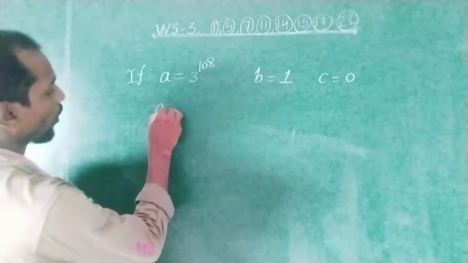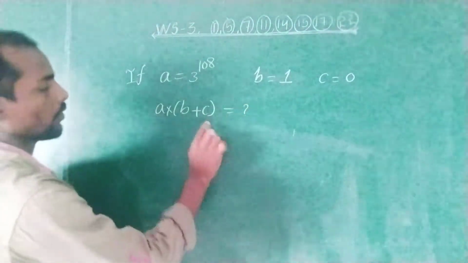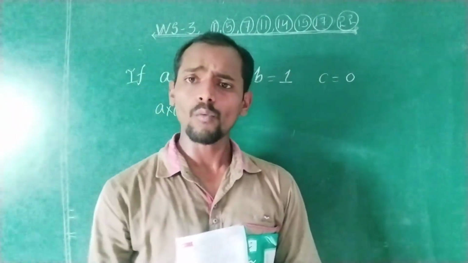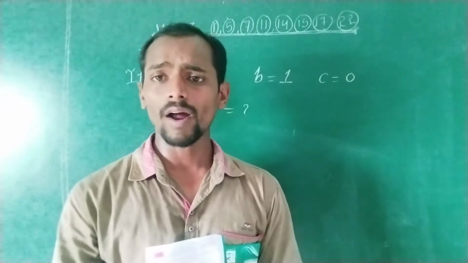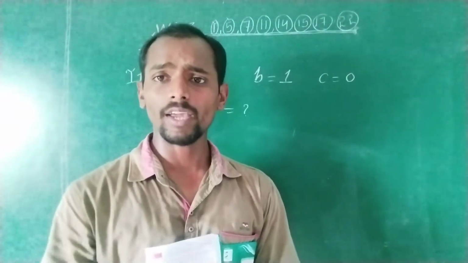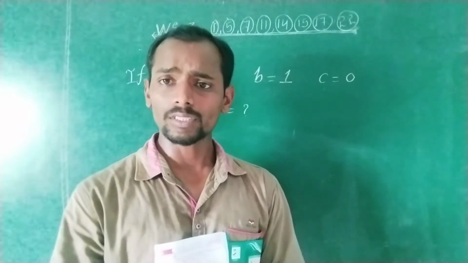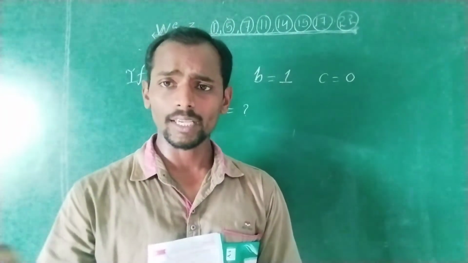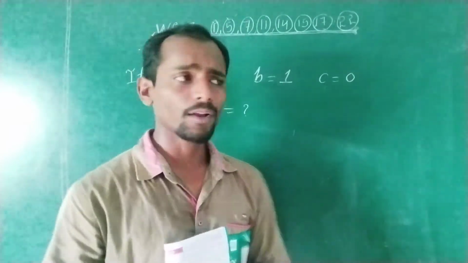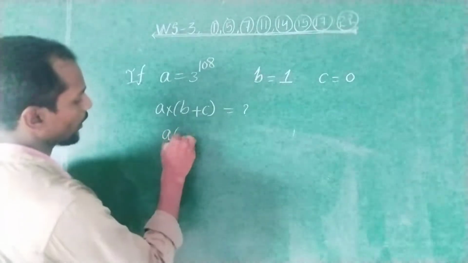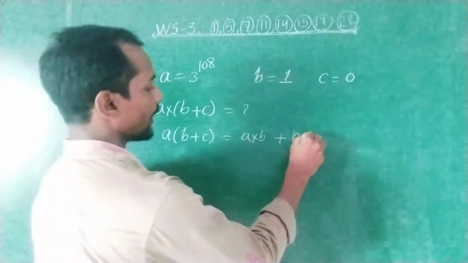Now what is the value of A into B plus C? This is the question. Here the distributive property over addition of rational numbers is to be applied. What is the distributive property over addition? If A, B, C are any three rational numbers, then A into B plus A into C equals A into B plus C, or A into B plus C equals A into B plus A into C. So here I am writing A into B plus C equals A into B plus A into C.